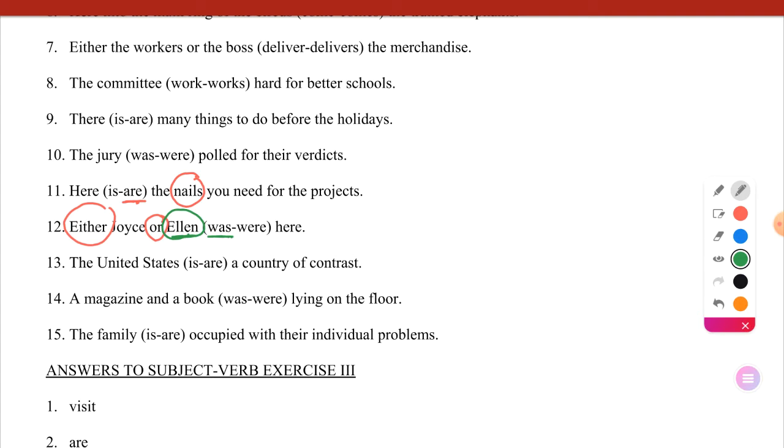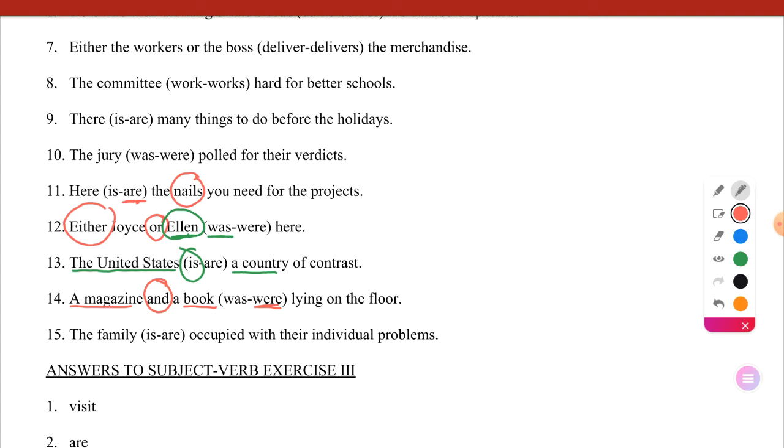Number 13: the United States, a country of contrast. Am I using the United States, a collective noun, as one unit, or as a group of states? I'm talking about it as one unit, because it says "a country," so it would be is. Number 14: a magazine and a book were lying on the floor. What did I use to join the two subjects? And. So the verb should be plural, which is were.